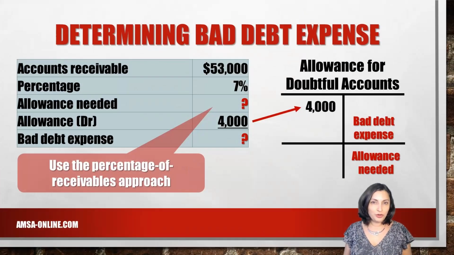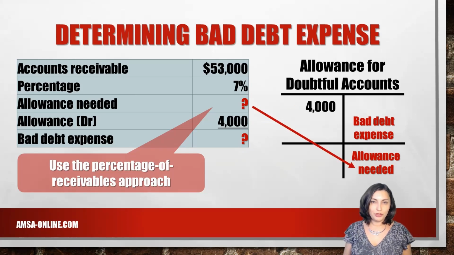Let's look at the T-account for the allowance account. We know that the balance at the end of the year is $4,000 debit. We also know that we need to use the percentage of receivables approach, as Francis Company estimates its bad debt expense to be 7% of gross accounts receivable.